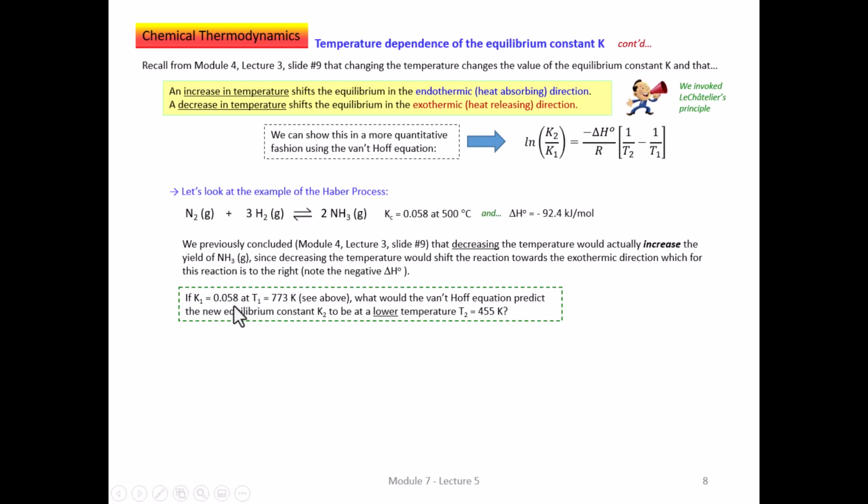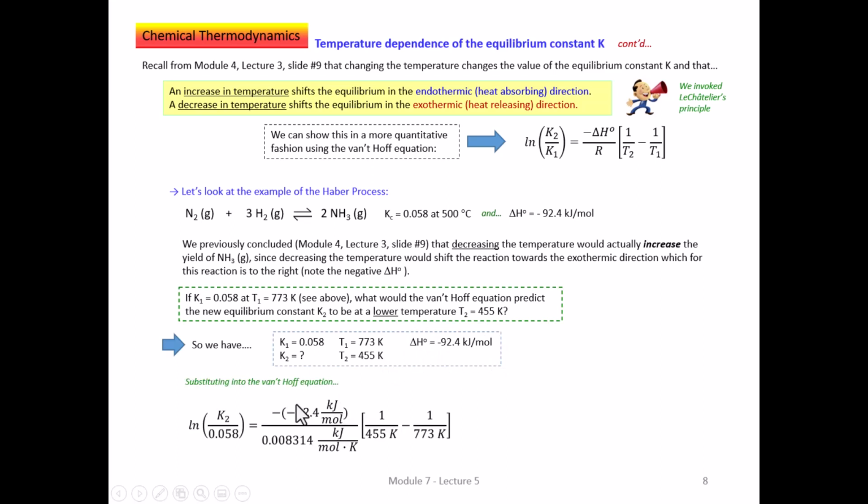Well, if K1 is 0.058 at 773 K, now remember in the Van Hoff equation we have to use temperature in K, so I've converted 500 degrees C to K. We're asking what would this Van Hoff equation predict that the new equilibrium constant K2 would be at a lower temperature, and let's say 455 K, which is definitely lower than 773 K. So we have K1 of 0.058 at a T1 of 773 K. We have a K2 that we're trying to find at a lower temperature, T2, 455 K, and we know the delta H for this reaction is minus 92.4 kilojoules per mole.